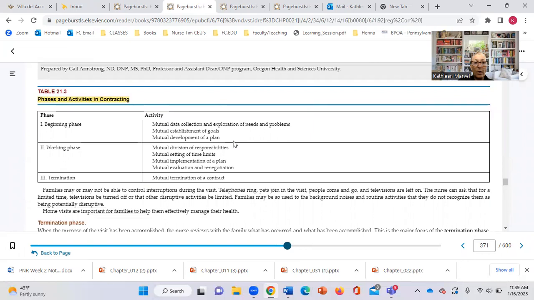So one of the important things when we're working with families is called contracting, which is setting up a mutual agreement with the family to do the visits. And again, the phases and activities of contracting are spelled out here in table 21.3. We have a beginning phase. Think of your nursing process here as well. Beginning phase, working phase, and termination phase. You'll also get asked about this and given a scenario asking which phase of contracting this activity is part of.